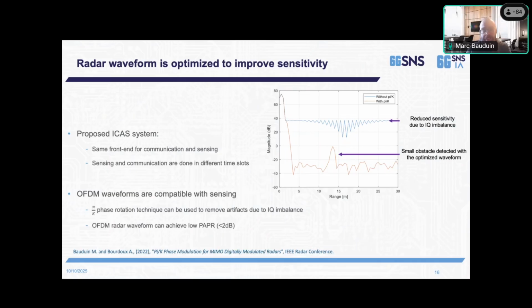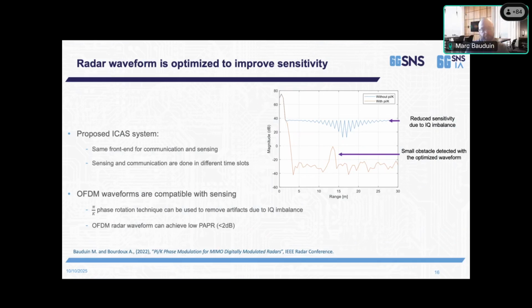So my name is Mark Baudin and I work with Eric on the 6G reference. So as Eric already presented before, the goal of 6G reference is to be able to reuse the same hardware for communication and sensing.